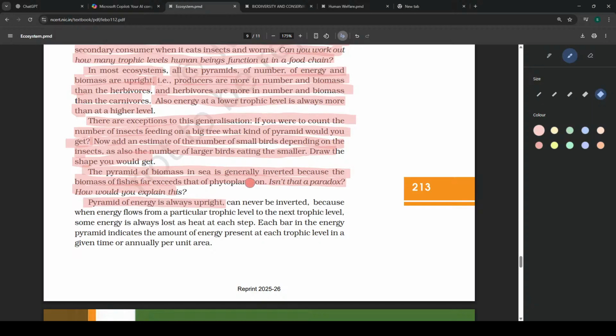It will always be upright and can never be inverted, as energy cannot be created. When energy flows from one trophic level to another, some energy is always lost. If we represent it as an inverted pyramid, it will indicate that energy is gained, which is not possible. It cannot be inverted and must be upright. Each bar in the energy pyramid indicates the amount of energy present at each trophic level in a given time or annually per unit area.